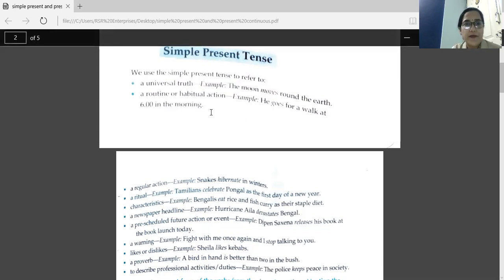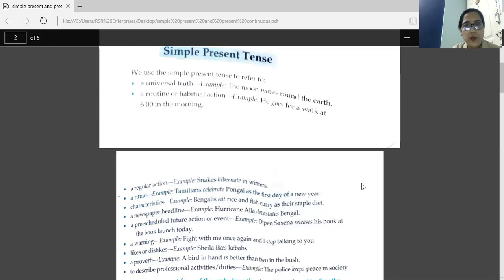Now, second one, a routine or habitual action, the work which you do every day the same way or at the same time. See this example, which is your habit. He goes for a walk at 6 in the morning. So it's his habit. Every day he does this work at the same time. So in this condition, you have to use simple present tense. So here we have goes. He is singular. So we have es with go. So he goes for a walk at 6 in the morning.